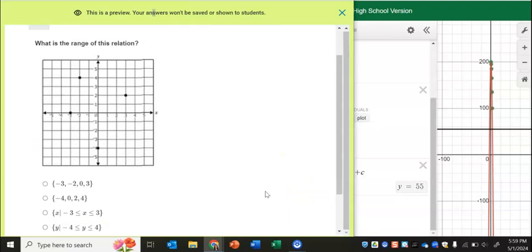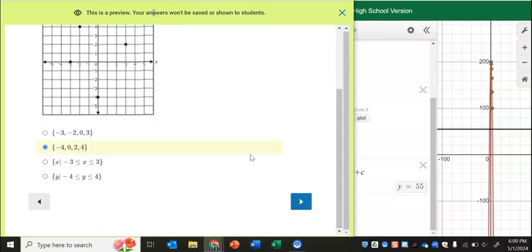What is the range? So you know that the range is the y coordinates. So all you're going to do is measure each point on the y-axis. The y coordinate here is -4. Here the y coordinate is 0. Here the y coordinate is 2 and 4. So -4, 0, 2, and 4. That's about it.